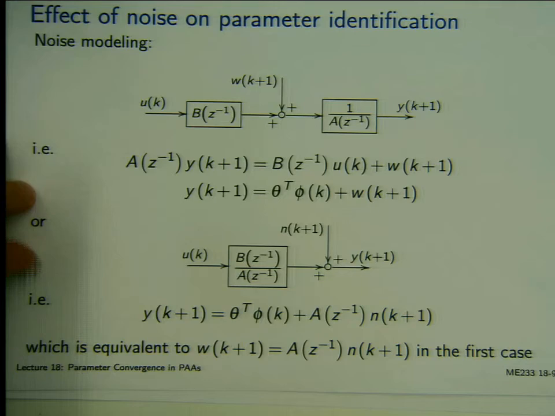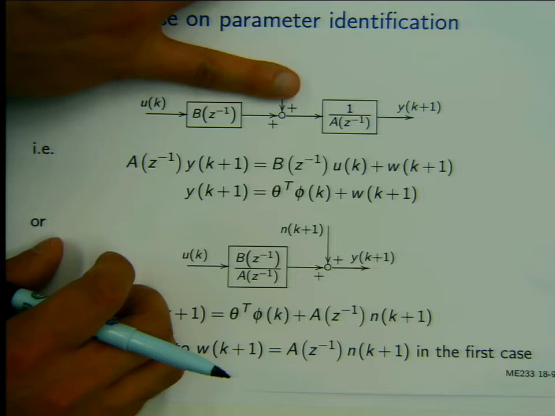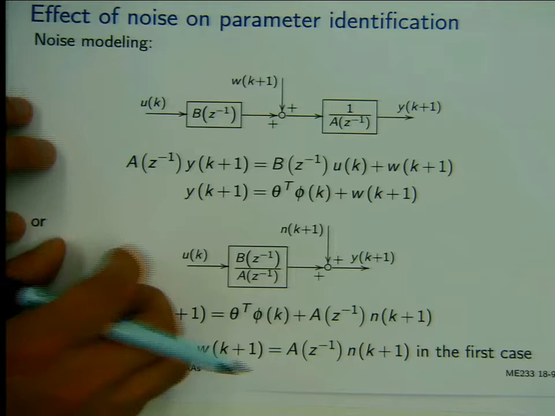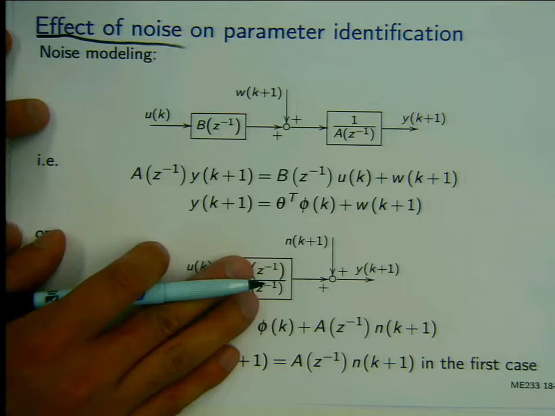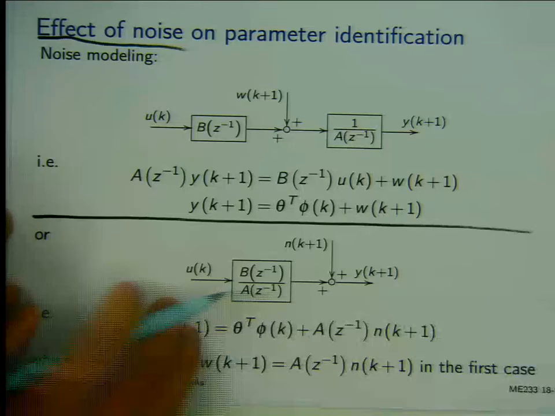Up till now, everything we have discussed, if you think about it, is without noise. If I don't have noise in the system. From now on, we'll start considering the effect of noise on the parameter adaptation identification algorithm. We can model the noise in different ways, as you can imagine. This is the way we usually follow. We model the noise as going into the system in this way.